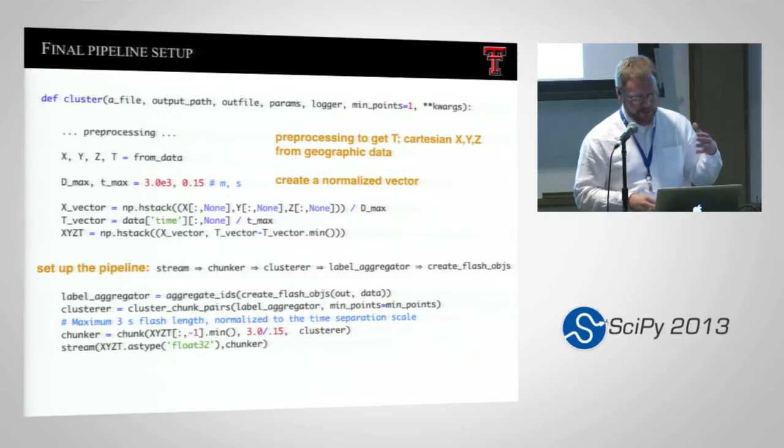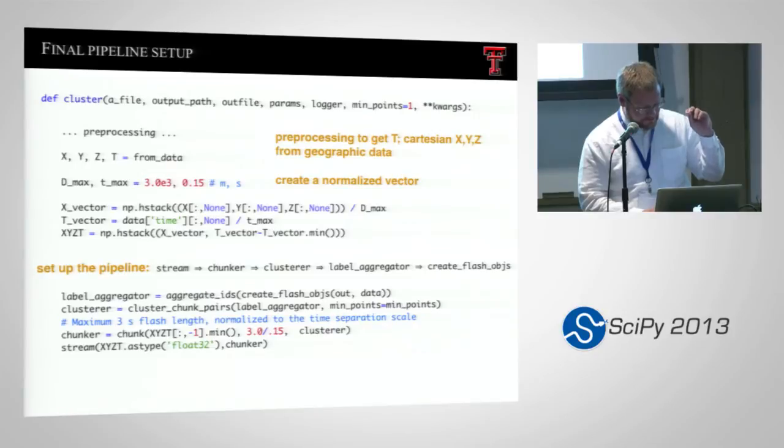So there's some pre-processing to do the PyProj transformation. I've got my overall complete data set that I'm working with. I create a normalized vector, which is in 0 to 1 space in all coordinates, relative to the time thresholds.